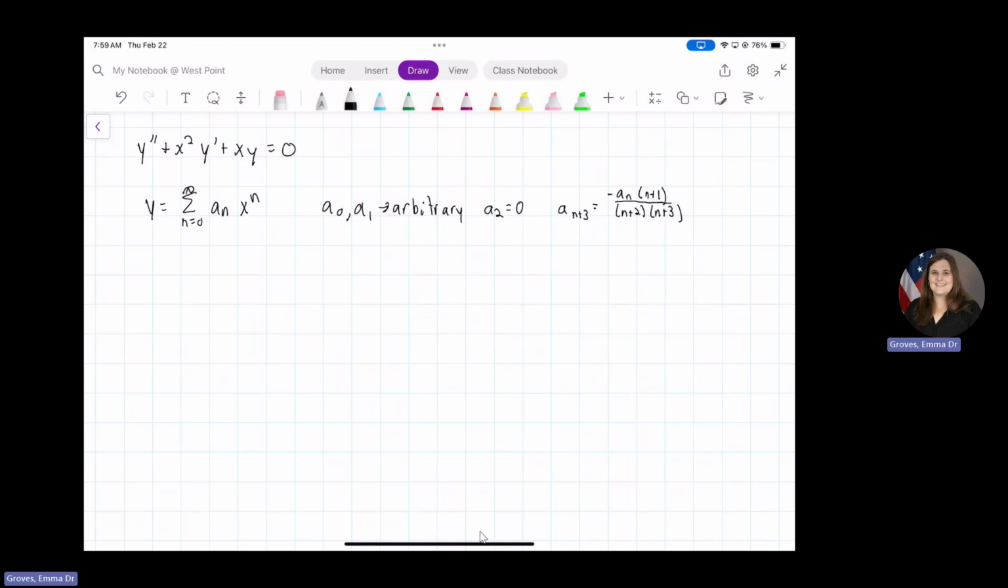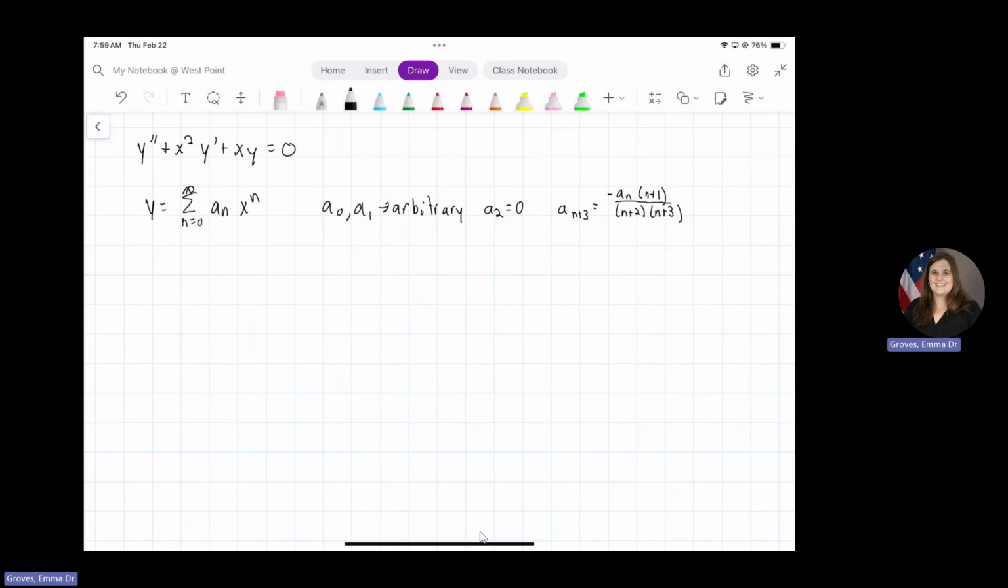So for our example from yesterday, we had the differential equation y double prime plus x squared y prime plus xy equals 0. We made the guess of the sum from n equals 0 to infinity of a_n x^n. And what we found was a0 and a1 were arbitrary, a2 equaled 0, and then a_(n+3) had this recursive pattern. So that's kind of where we got to yesterday. So our question for today is, can we find a pattern more generally for these?